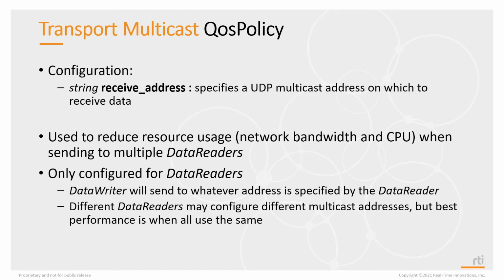Note that the Transport Multicast QoS policy is something that you only configure for data readers. So basically, you're configuring data readers to tell the data writer where it wants its data. Does it want its own personal copy? That's unicast. Or does it want a copy that everyone will receive? That's multicast. It's kind of like getting your own copy of a newspaper or watching TV in which the data is being shared by everyone who watches the same channel.